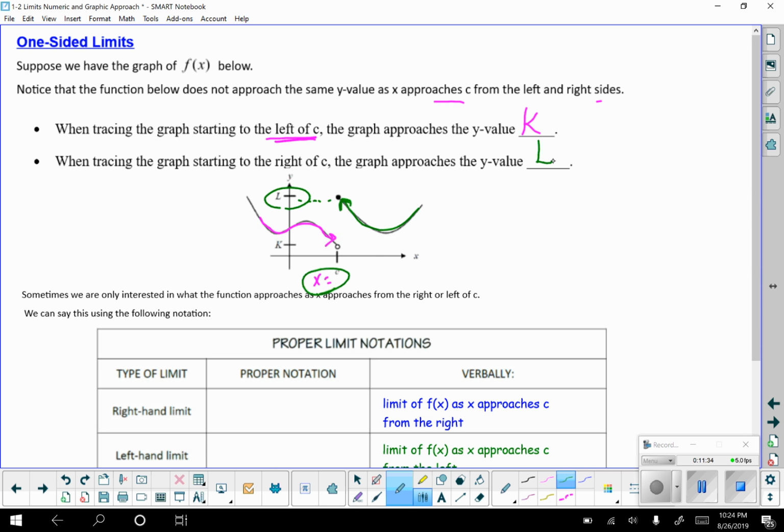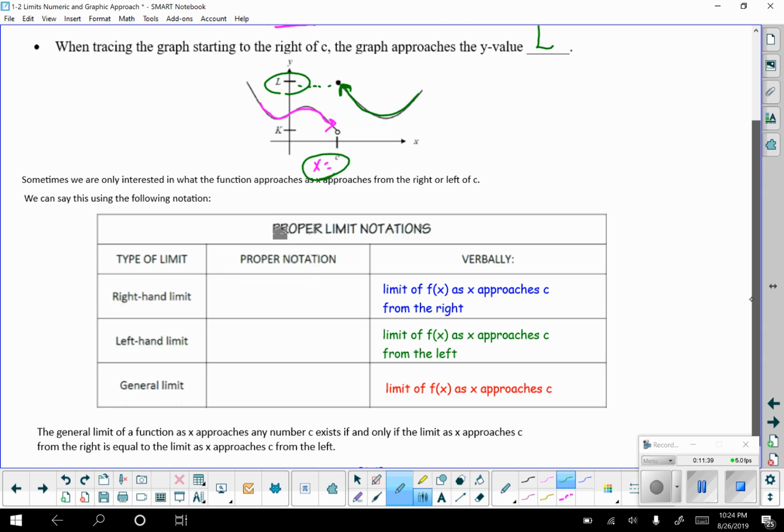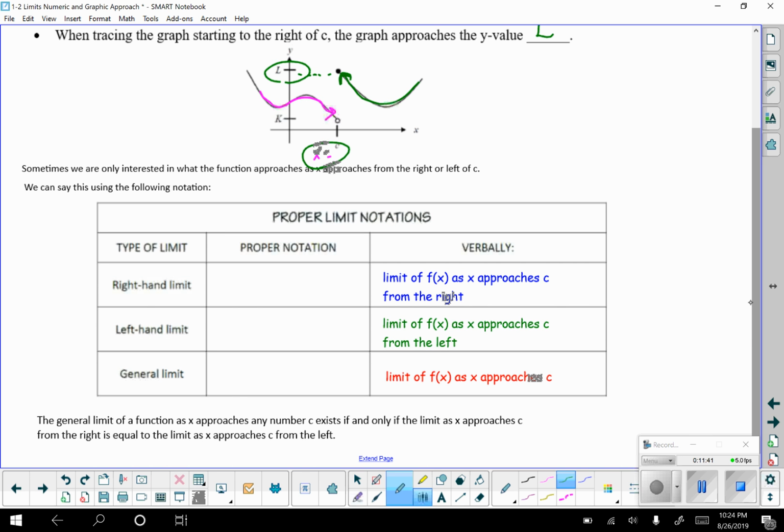So sometimes we're only interested in what's happening from one side versus the other side, and that has particular notation as well. If I'm coming in from the right-hand limit, where I'd say the limit of f of x as x approaches c from the right, I would write it as the limit, and we just abbreviate, as x approaches c from the right side. So we write c with a superscript of plus behind it. And then my function, f of x, would equal some value, who knows what it is.